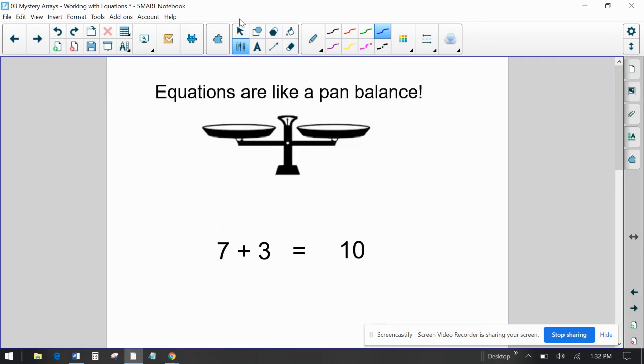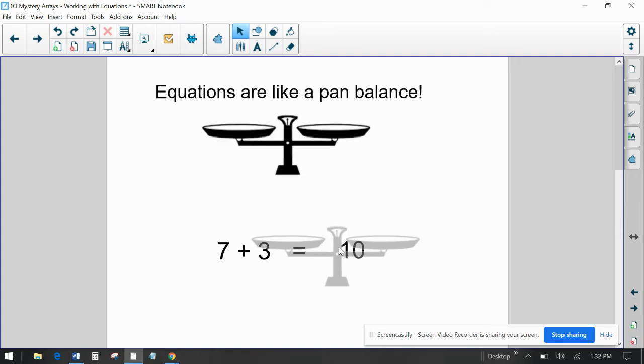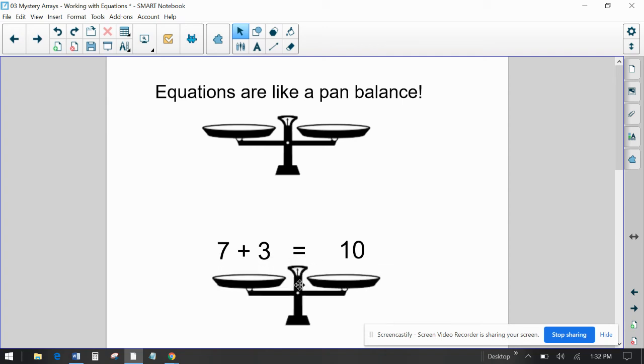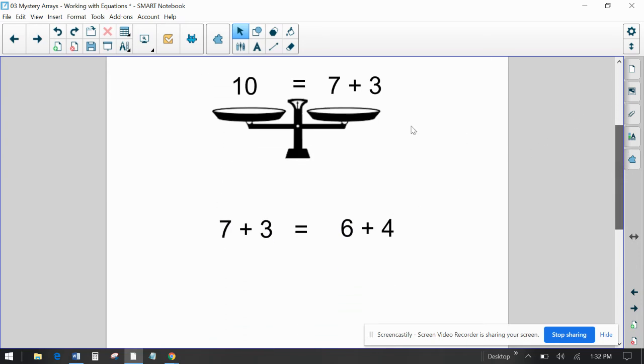So now, the next thing, your assignment. Pay close attention to this because this is what our assignment is going to be today. I like to think about equations like a pan balance. Both sides have to balance for the equation to be correct. You could have a 10 on this side and a 7 plus 3 on this side. You can also flip-flop them. But the value on both sides has to be equal in order for it to balance.